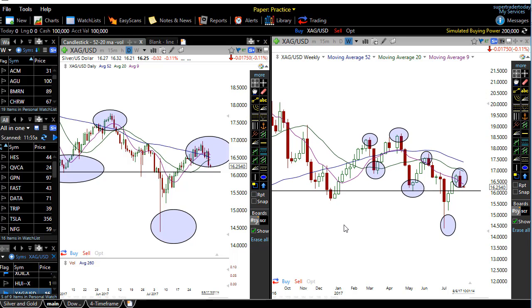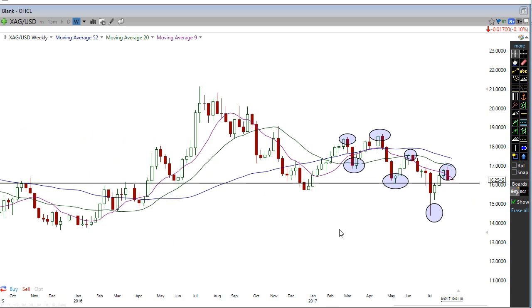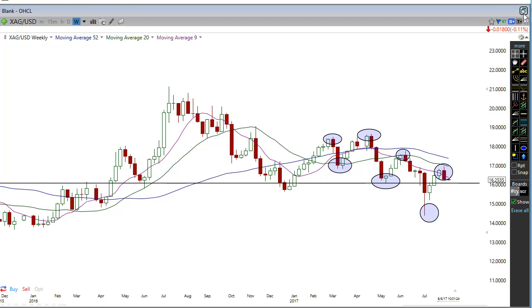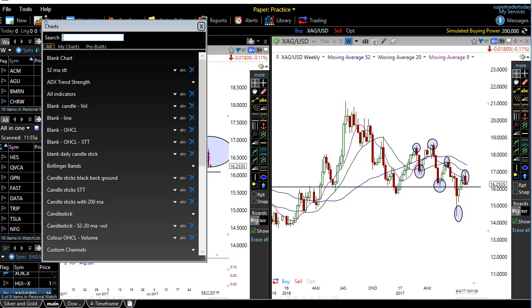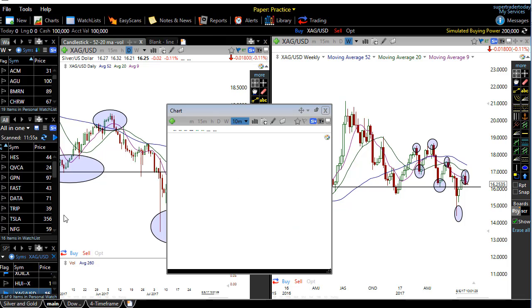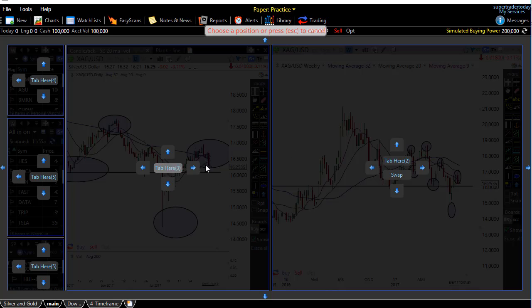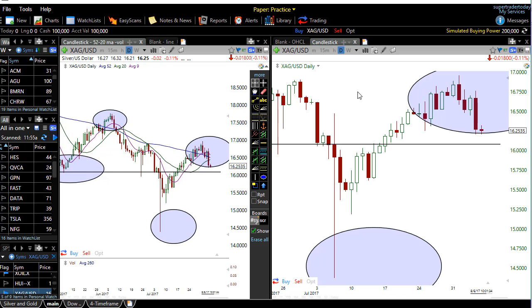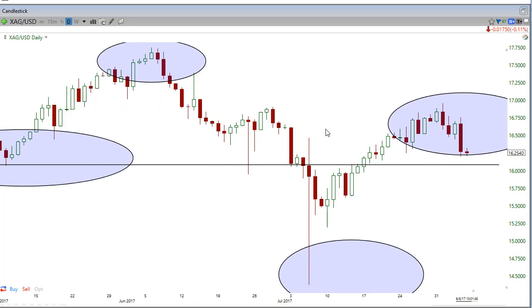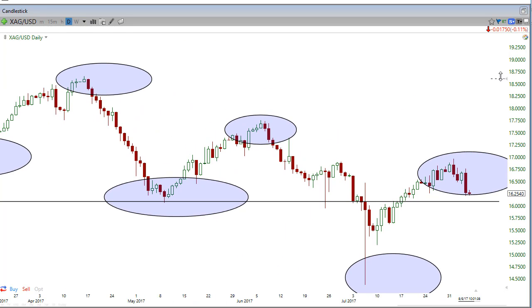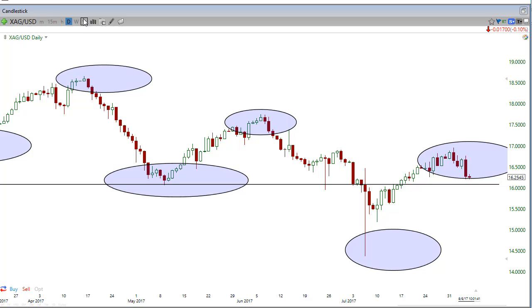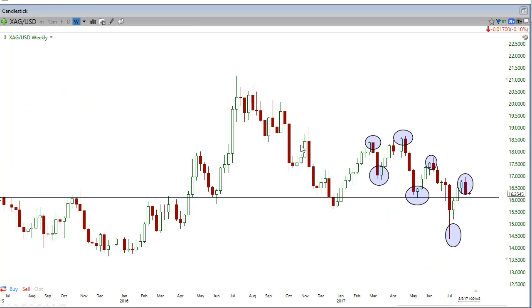So without further ado, let me walk you through this one powerful chart reading technique. This is something that a lot of people have struggled with. Let me bring up a blank candlestick chart. It doesn't matter what candlestick chart it is, and it doesn't matter what chart you're using. I'm just going to use the weekly chart on silver right now as an example of what I'm talking about.